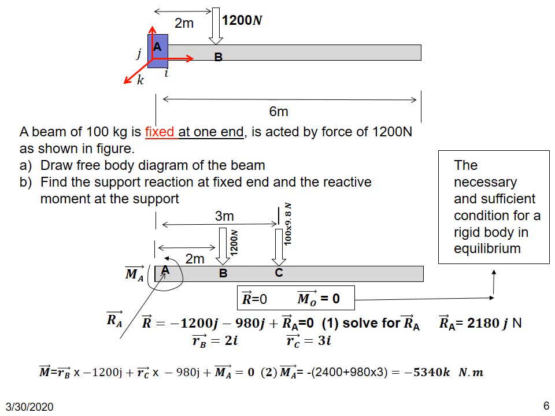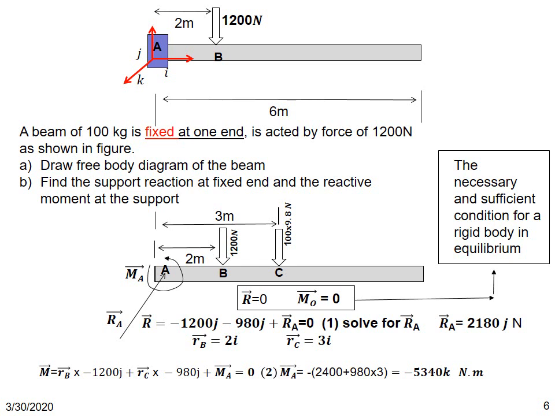We know that the sum of all the moments of forces on the body should be 0. So we have rB cross 1200J in the minus direction, plus rC cross minus 980J, which are the moments of forces about A, plus the reactive moment acting at MA. The sum of all this should be 0. We know how to do the cross product of rB and 1200 Newton acting in the minus J direction, so we can solve MA as 5340 in the K direction.